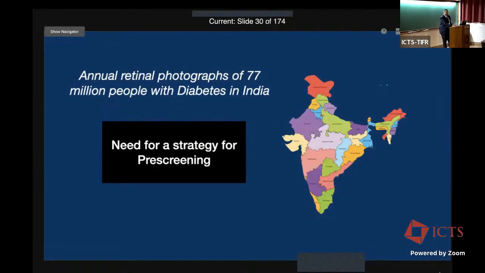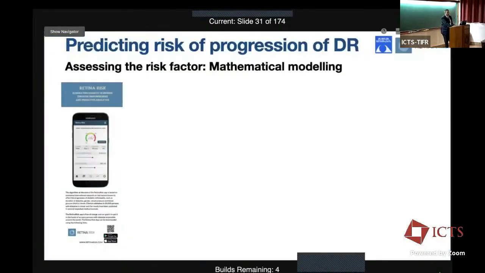So there is definitely a need for a pre-screening strategy, because if you look at 101 million people with diabetes taking retinal images, we don't have so many cameras. Even an average retinal camera costs about 3 to 4 lakhs, so it is next to impossible. So there is a need for something to be done before screening, so that for those who are at risk, a retinal photograph can be taken.